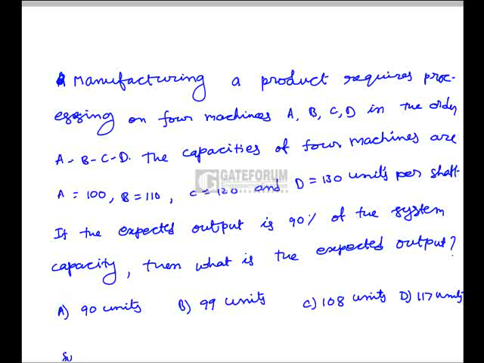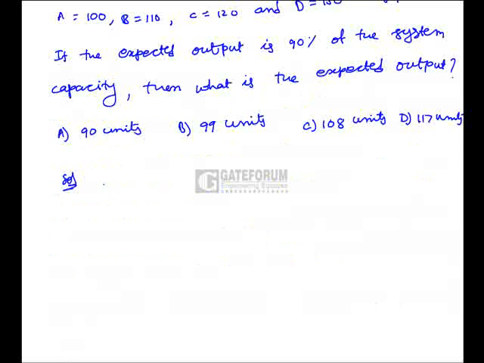Coming to the solution, expected output is equal to the minimum capacity of the machine into the expected output efficiency. That is, expected output is equal to the product of the minimum capacity of the machine and the expected output efficiency. Among the 4 machines, the minimum capacity is that of A, which has 100 units, and the efficiency is 0.9, which gives 90 units. So the right option is A. A is the right answer.